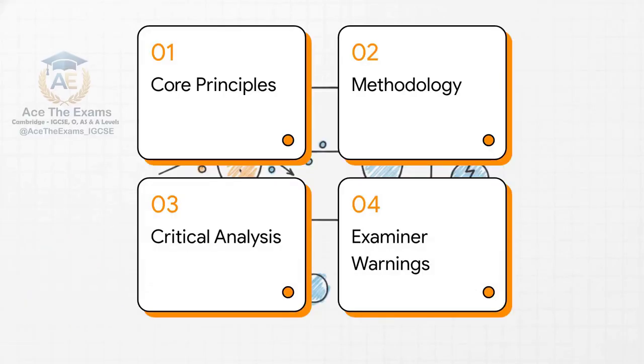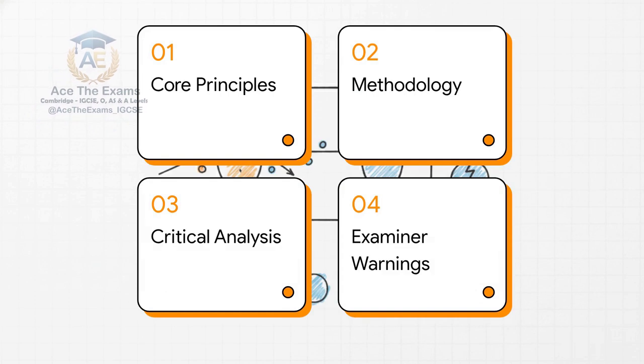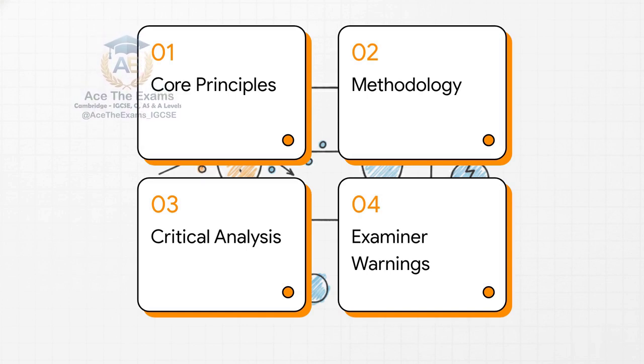So here is our roadmap for this explainer. We're starting with the core principles to build our theoretical architecture. Then we'll move into the method mark strategy, which is all about technical methodology. After that, we'll dive into our deconstruct, solve, evaluate framework for critical analysis, and we'll wrap up with the top 3 examiner warnings straight from the source. Let's get right into it.